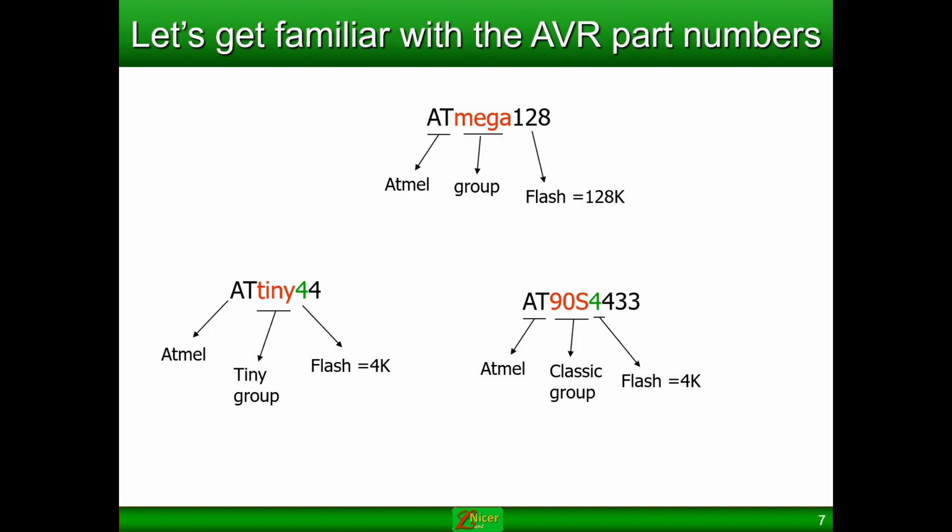Now let's get familiar with the AVR part numbers, like the ATmega128. What does it mean? So the AT at the start means Atmel, the company that produces it. Mega is the family group that it belongs to. Like we have different family groups like Mega, Tiny, Classic, Special Purpose, etc. And the 128 defines the capacity of its flash memory, 128K.